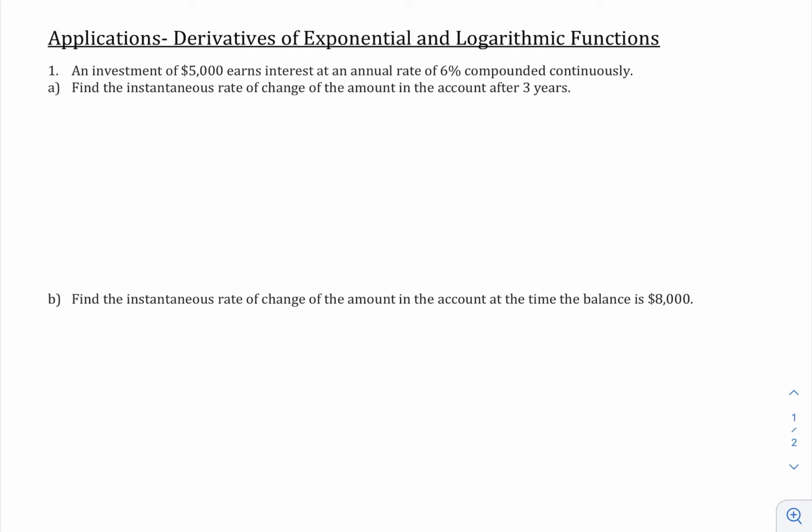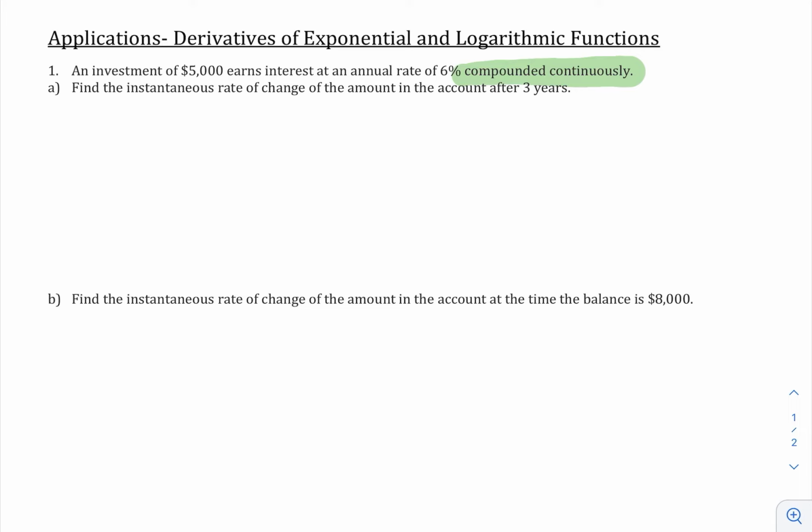An investment of $5,000 earns interest at an annual rate of 6% compounded continuously. All right, so that should raise a very big flag there, the compounded continuously. Find the rate of change of the amount in the account after 3 years. Okay, we're compounding continuously an investment. You need to go directly to PERT.